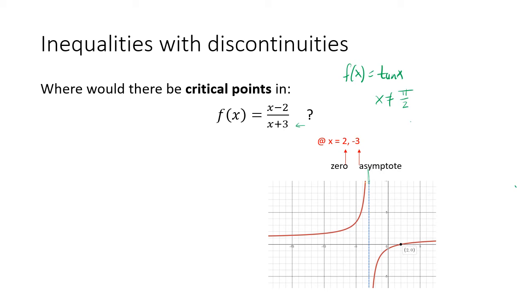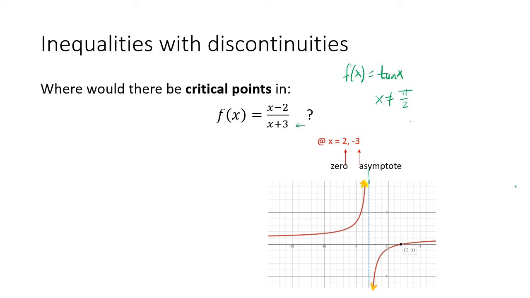Notice how it was positive above the x-axis here, and then as soon as it crossed over to the other side of negative 3, it was negative below the x-axis. So that fits our definition of critical point. It's a possible change in the behavior, in this case between positive and negative, which is exactly what we're interested in. So now when we're presented with an inequality that has a denominator, we need to immediately look at the denominator and say, okay, when would that be 0?